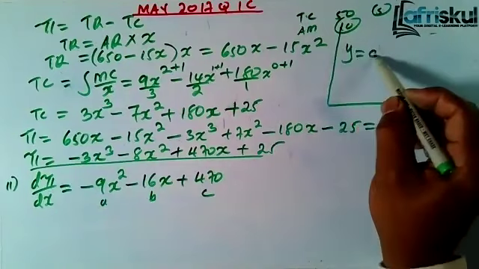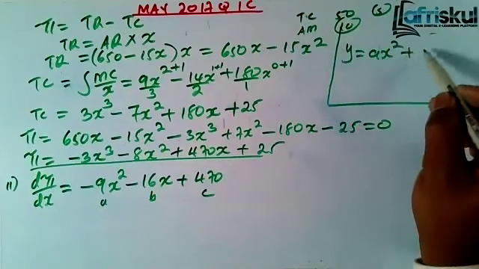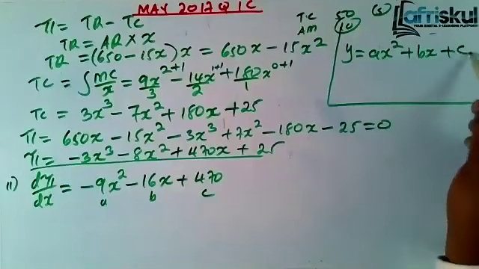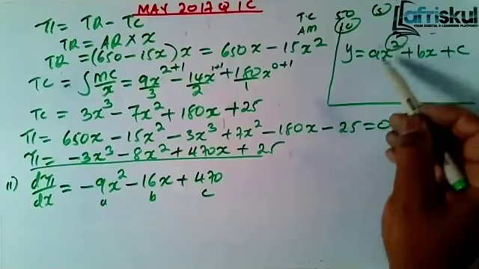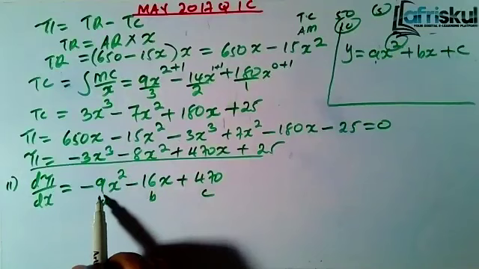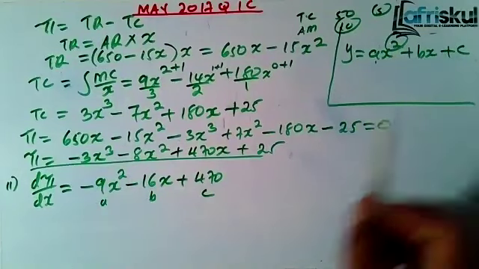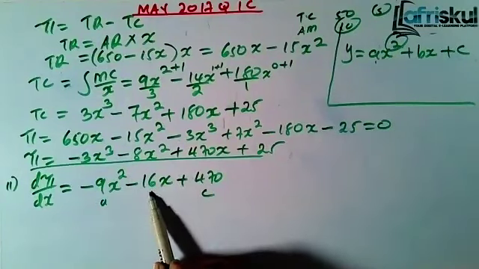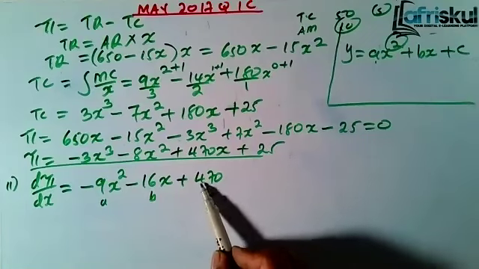y is equal to ax squared plus bx plus c. So the x squared term represents a, and that is this. So our a will be negative 9, and bx is 16x, so our b will be 16, and then c is 470.